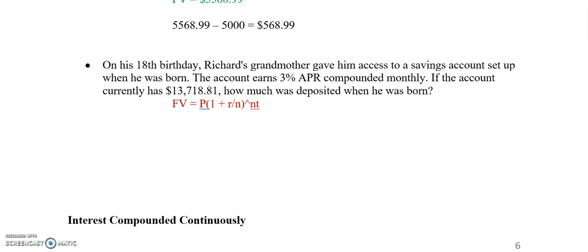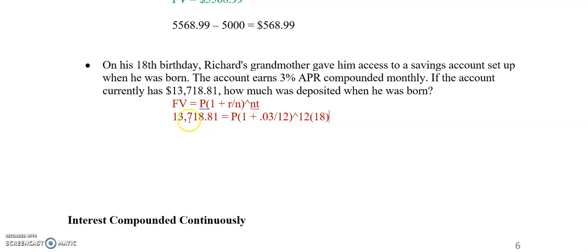That's not how much they deposited originally. That's how much is in the account now. So the FV is going to be $13,718.81. The P, the amount that they originally deposited into the account, is what we don't know, and that's what we're looking for. 1, of course, is always going to be 1. The R is 0.03. The N is compounded monthly, so N is going to be 12. And the T in this case, well, if they deposited it when he was born and they gave it to him on his 18th birthday, then that would be 18 years for it to accrue.